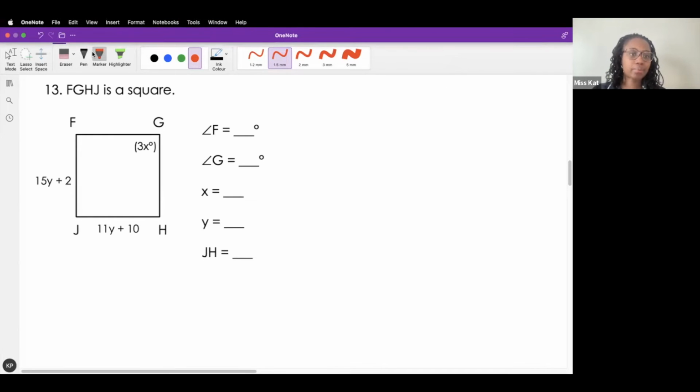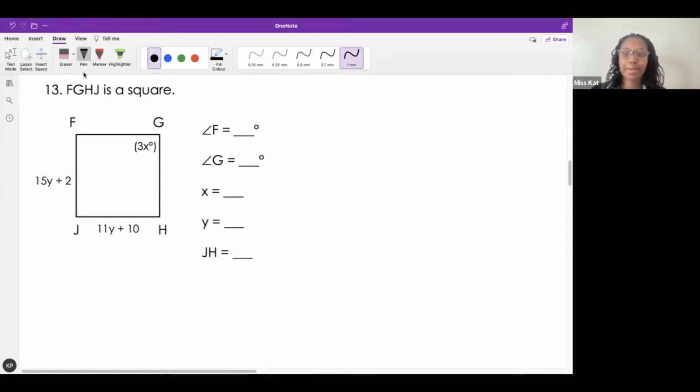Okay, now, how big is angle F? So angle F is over here. Obviously, we've been told that this shape is a square. There's a reason they told us that, right? Ask yourself again, what do we know about a square? What do we know about a square that can help us solve all of these unknowns?